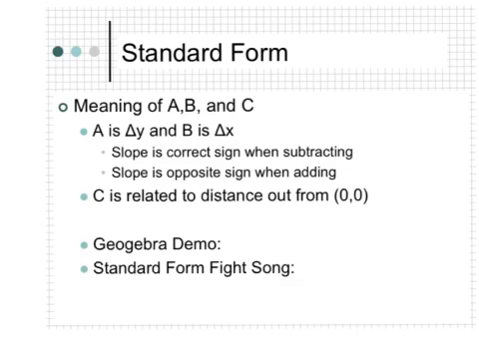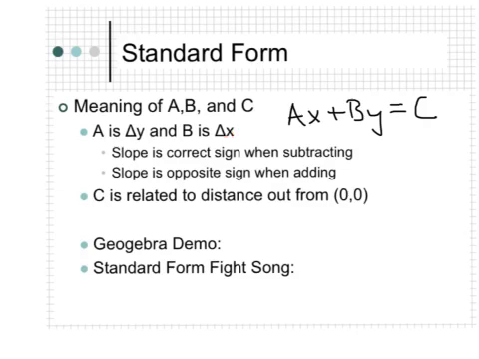So, when you have an equation that's written in Ax plus By equals C form, the A, the number in front of x, actually has some meaning. That is a change in y. That's a delta y. That's a rise. And the B, the number in front of y, also has some meaning. That's a change in x, or a run.